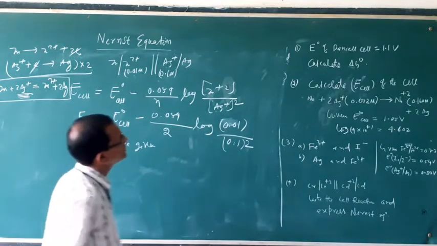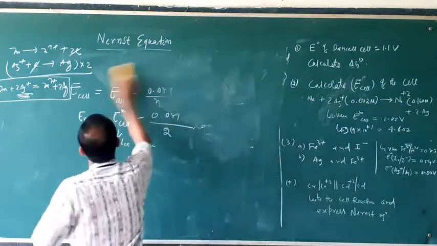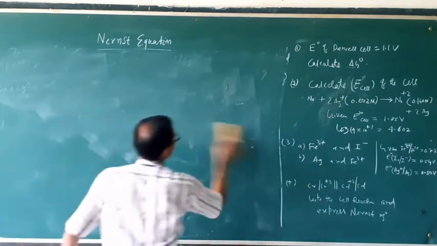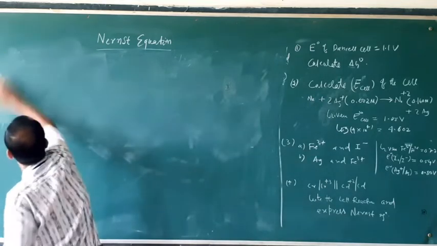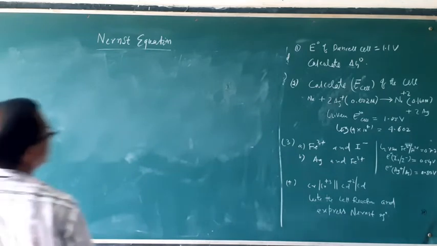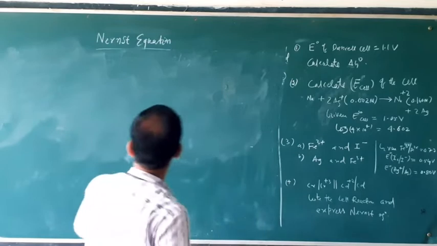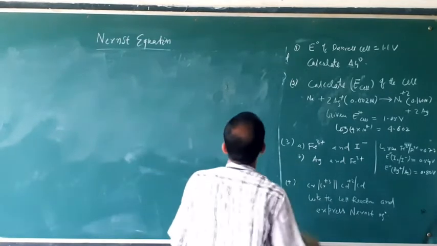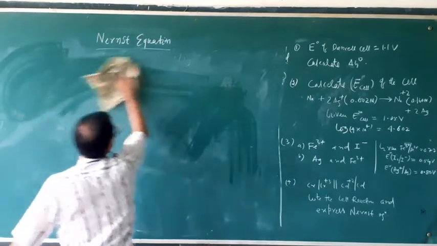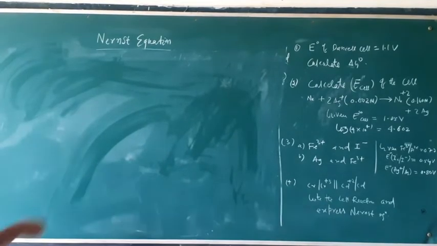Now let us discuss some problems. You see, what is given? Here you see the problem. E naught of Daniel cell is 1.1 volt. E naught is given here in the question. Calculate delta G value. For this, you will note down an important relation. This formula, you remember.